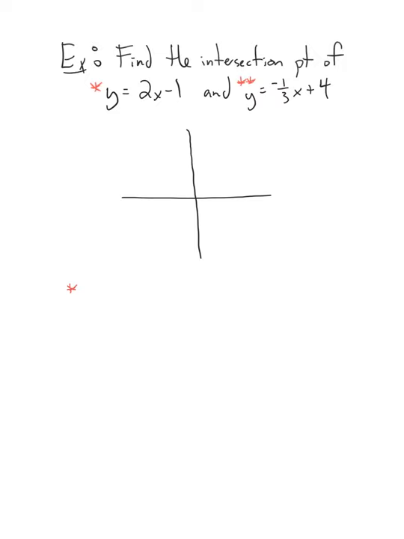So let's look at star. When x is 0, well, y is 2 times 0 minus 1. Obviously, that's going to be the y-intercept. So our point is 0, negative 1. And when x is 1, well, y is going to be 2 times 1 minus 1. 2 minus 1 is 1. So we have the point 1, 1.